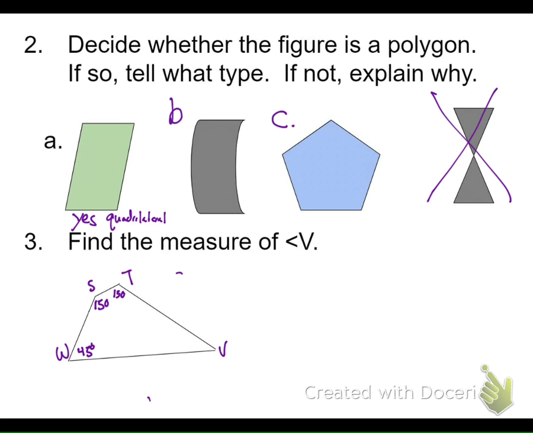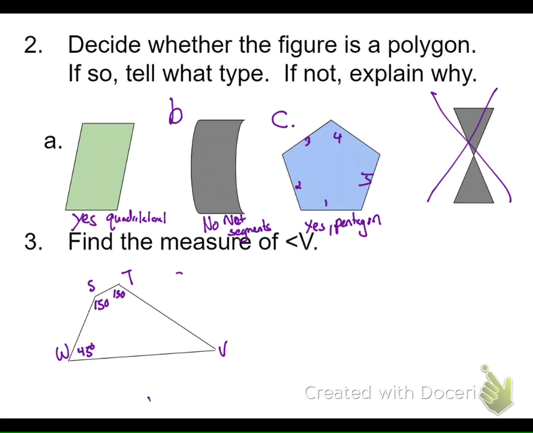Our next one up, is it formed by segments? No, not a polygon. Not segments. Okay, and then C. Is it formed by segments? Yes. Is it closed? Yes. Do the sides intersect? No. So it is a polygon. We have to count how many sides it has. How many do we have? 5. What do we call a 5-sided object? Pentagon. And then the last one we're going to skip.